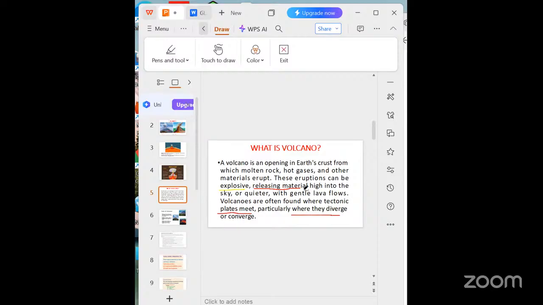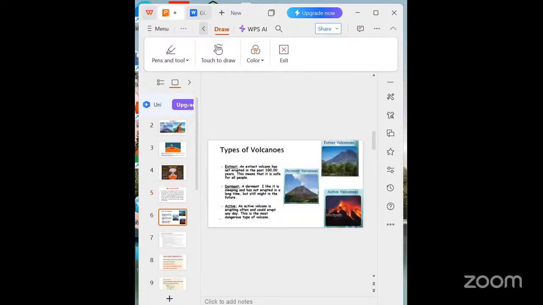A volcano is an opening in the earth's crust through which lava, volcanic ash and gases escape. So that is the volcano. Now you see some types of volcanoes. On the basis of their activity and period, volcanoes are sometimes classified into three types. First one is extinct volcano, second one is dormant volcano, and third one is active volcano. So these are the three types of volcanoes.